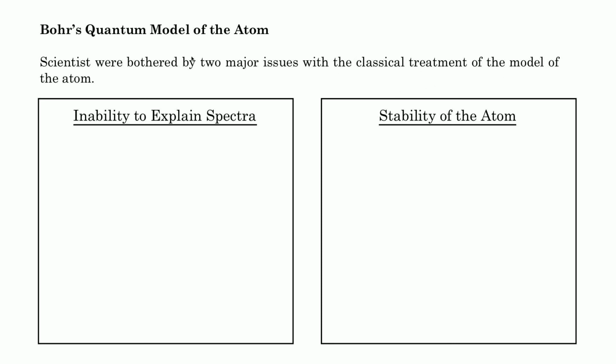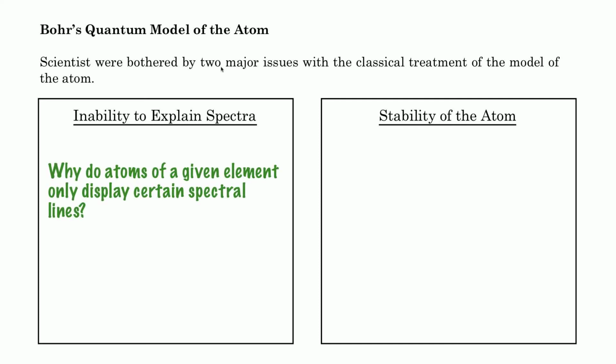So enter Bohr and his quantum model of the atom, because all this stuff was happening, and these quantum models were trying to be used to explain peak wavelengths and all of these things. But these were the two main ideas. Their model of the atom at the present time didn't explain these atomic spectra at all. So why do atoms give off only certain spectral lines? Our classical model of the atom, or the model of the atom at the current time, couldn't explain this.